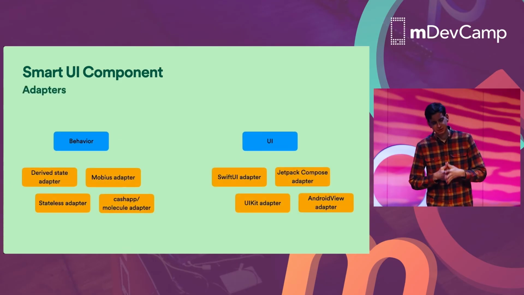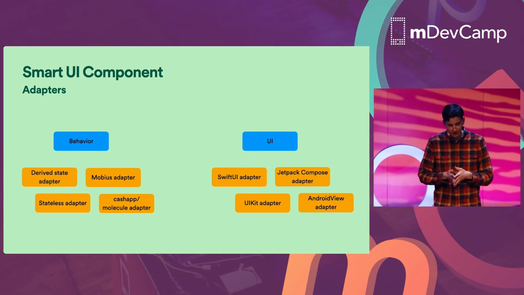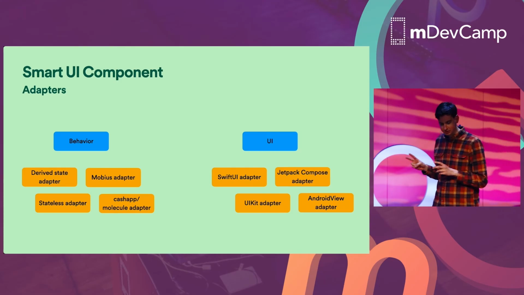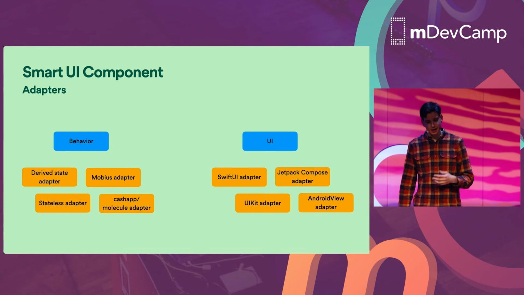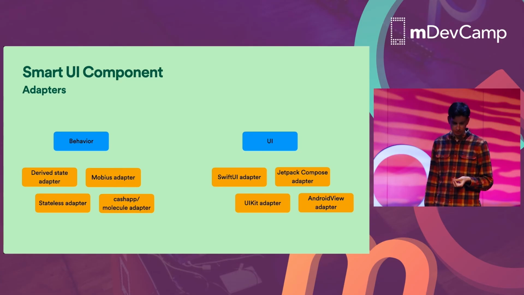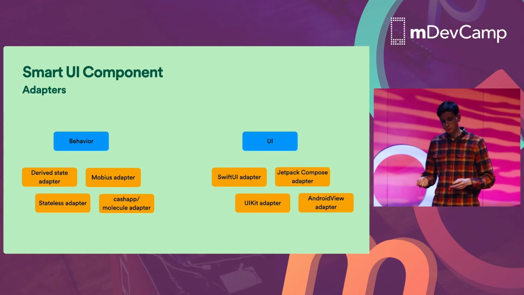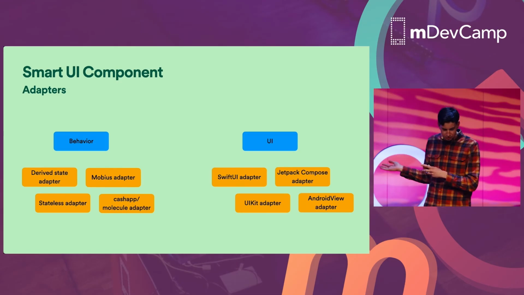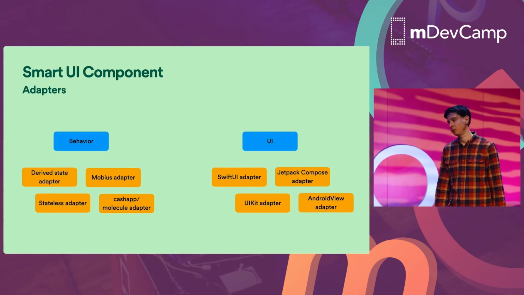One of the strong parts of the Smart UI component is that it's highly extendable. For the behavior and the UI parts, we provide ready-to-use integrations, so-called adapters. They integrate other frameworks into the component and hide the complexity of such an integration through a simple API on top of it. So you can see that for behavior, we, for example, have adapters for external state publishers that we call derived state, or the one for Mobius. And on the UI side, we integrate a wide range of UI frameworks.